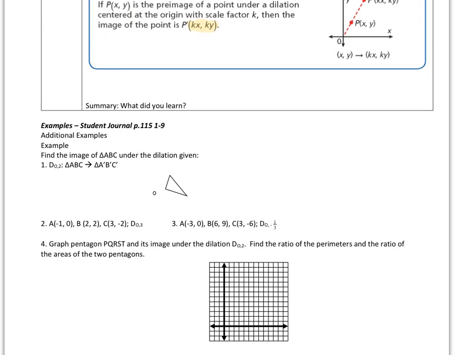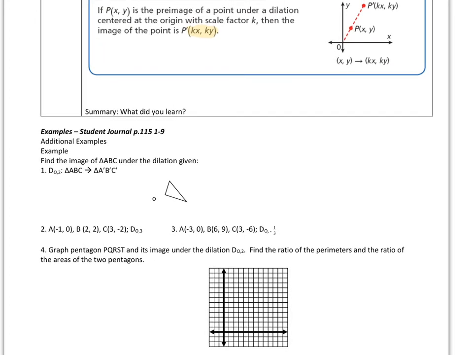Okay, so let's just do some examples and see what we end up with. Find the image of triangle ABC under the given dilation. Okay, so for this first one, they're asking me to dilate by a scale factor of 2. And I didn't label the points here, but let's go ahead and label these points A, B, and C.